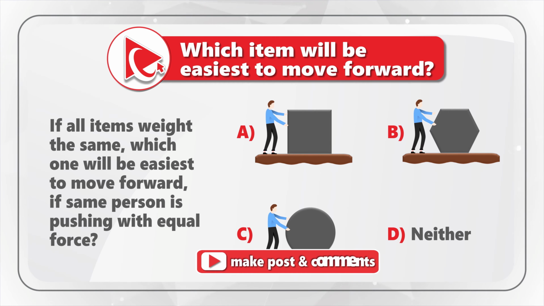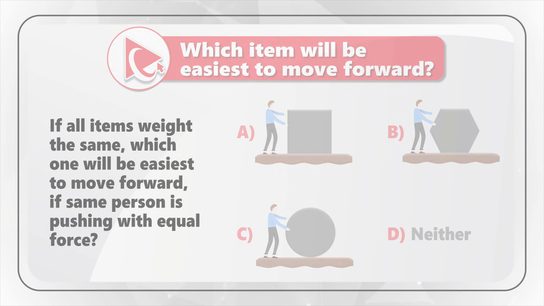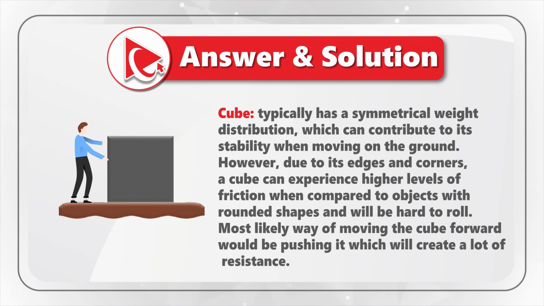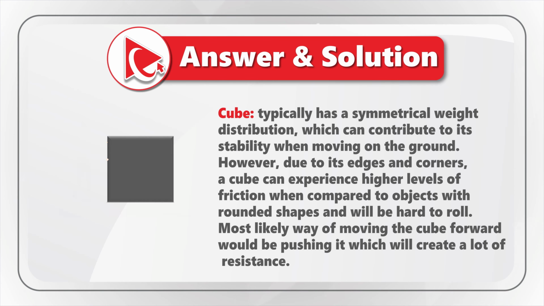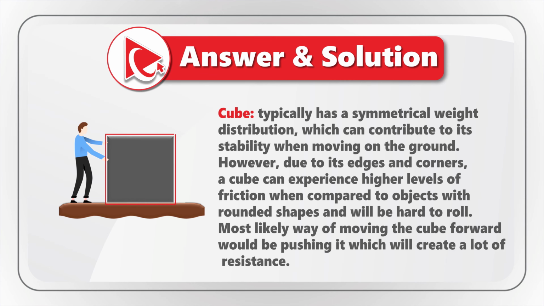Let's analyze all shapes individually to better understand the answer. Let's start with the cube. A cube typically has a symmetrical weight distribution, which can contribute to its stability when moving on the ground. However, due to its edges and corners, a cube can experience higher levels of friction when compared to objects with rounded shapes and will be hard to roll. The most likely way of moving the cube forward would be pushing it, which will create a lot of resistance.